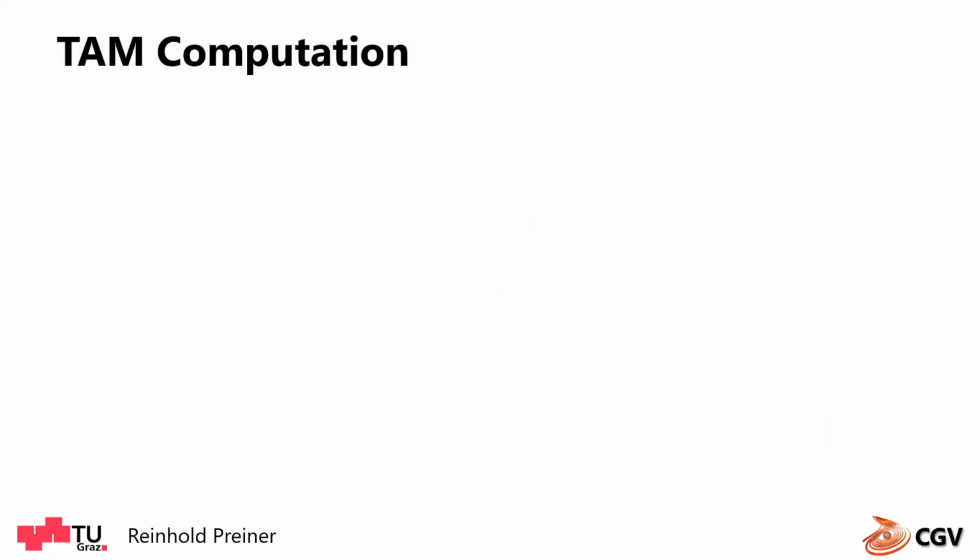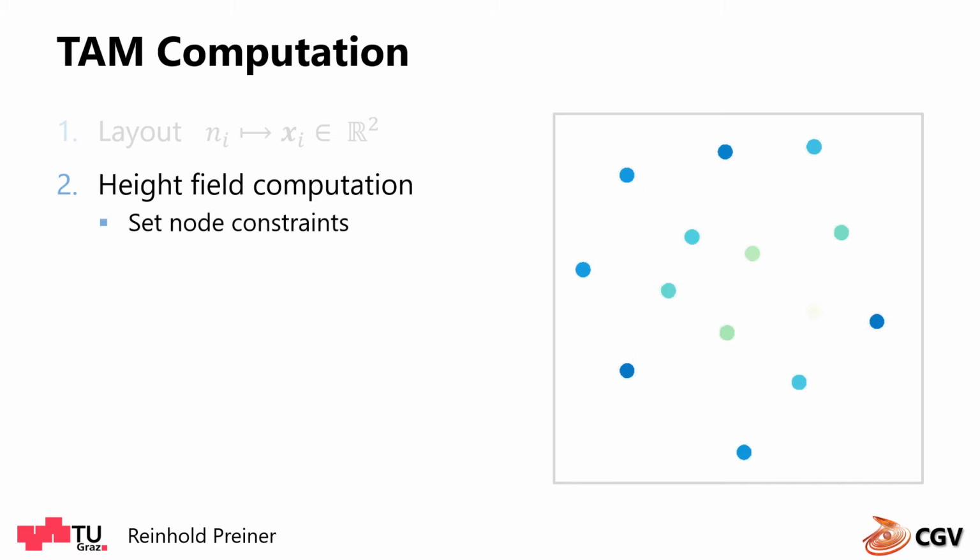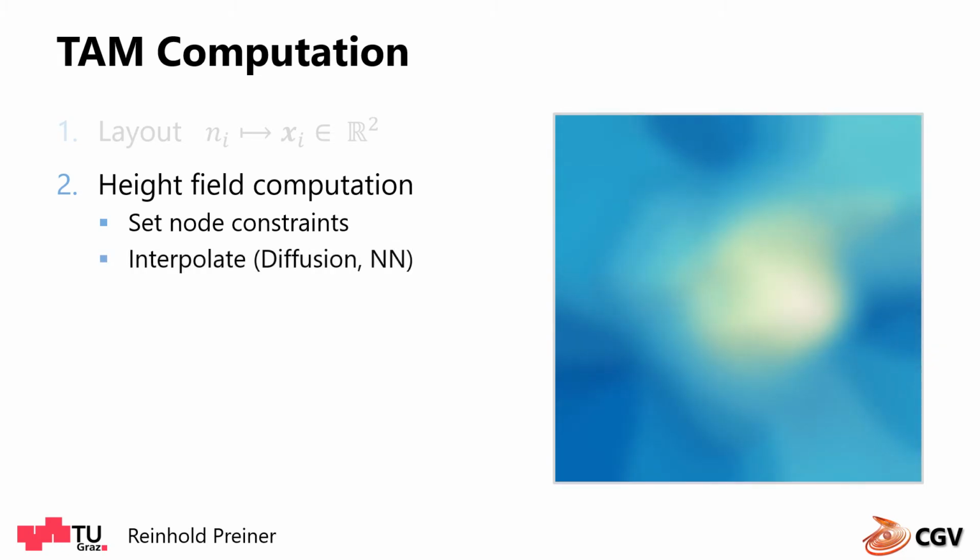Now let's have a look on how we compute such a TAM. In the first step, we obviously need to define a layout for a node link diagram. That formally just means that we need to define an embedding that maps each node to a point in the 2D display domain. In the second step, we compute a height field that interpolates these attribute values at the node positions. In practice, we store this height field in a raster image of a certain resolution that encompasses the bounding box of the graph. And this height field is first initialized by rasterizing the node attribute values to this image. And then, based on these initial constraints, the remaining image is filled using a particular scattered data interpolation technique.